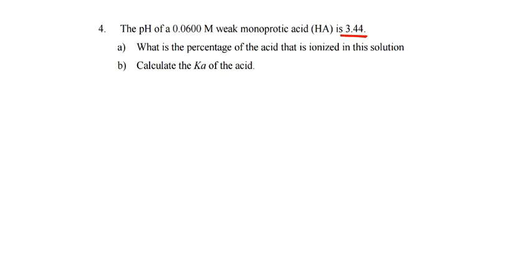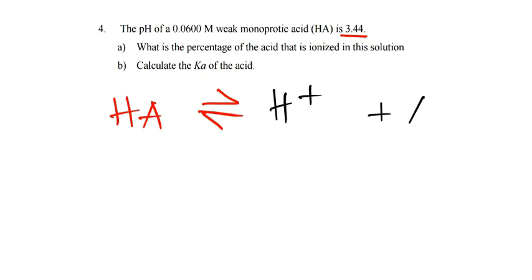Okay. So the weak acid we have is HA. If we were to write its equation, it's dissociating into the hydrogen ions and the other part A representing the conjugate base. So if we can find the concentration of that, we can express it in terms of a percentage with respect to what we had started with for the whole acid, right? Okay. So what are we told? We are told the pH of a 0.06 molar weak acid is 3.44.